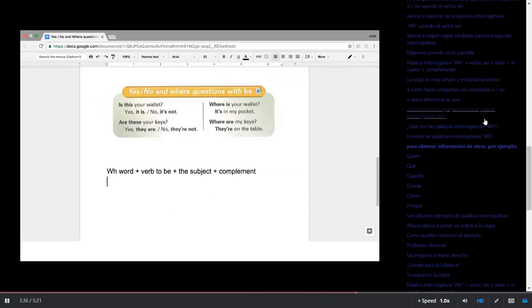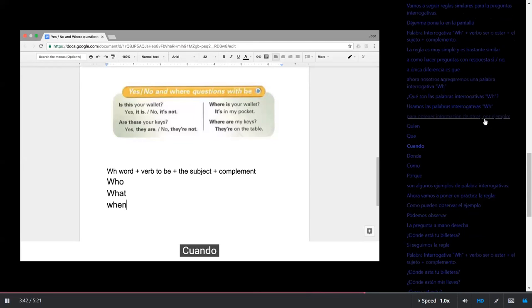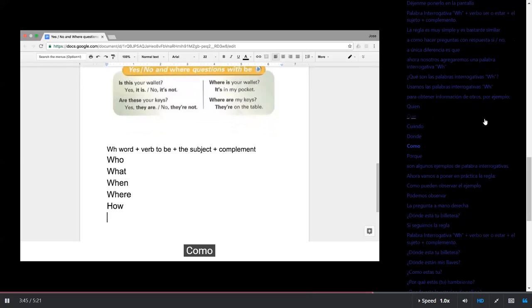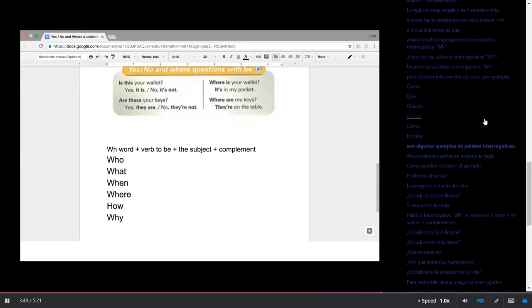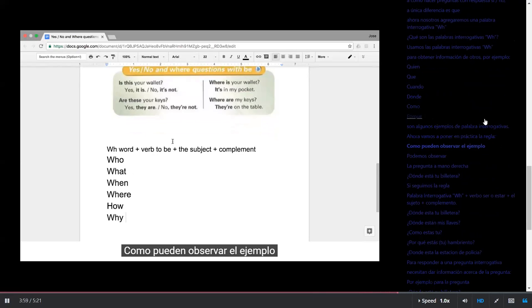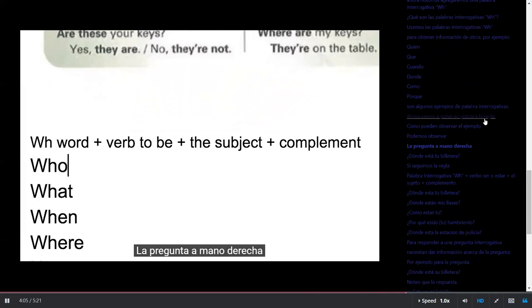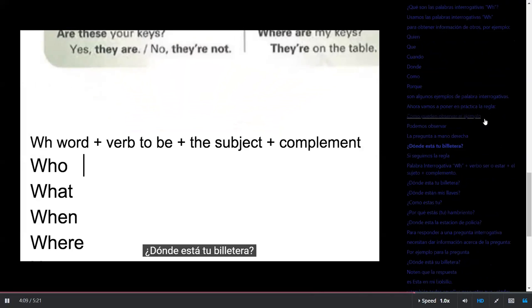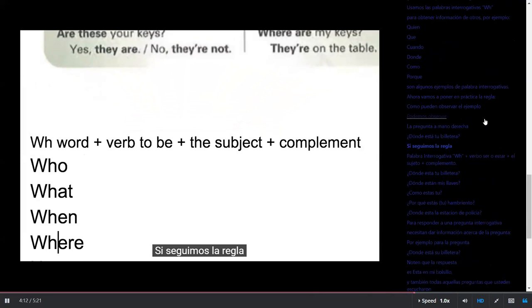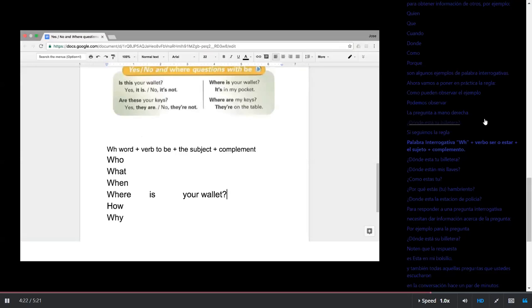For example, who, what, when, where, how, why are some examples of WH words. Now let's put that rule into practice. If we look at the example on the chart, we can see the question towards the right-hand side. It says, where is your wallet? So if we follow that rule, we're going to put a WH word plus the verb to be plus some kind of complement, wallet. And of course, we put a question mark there.